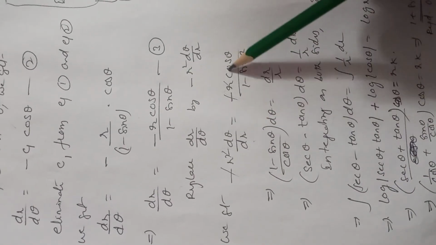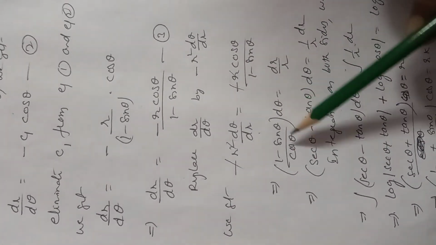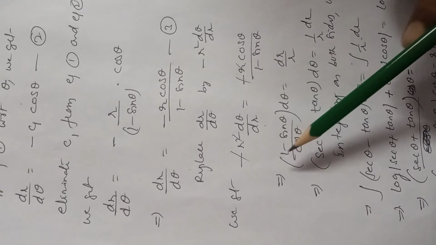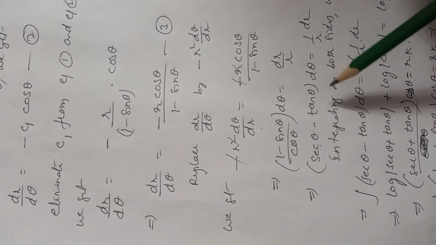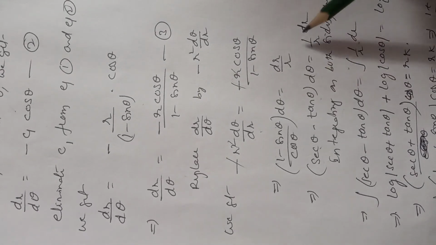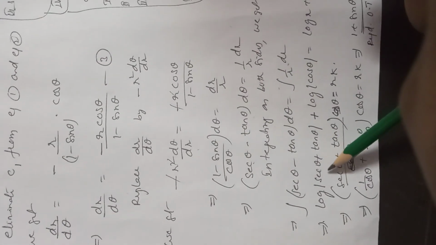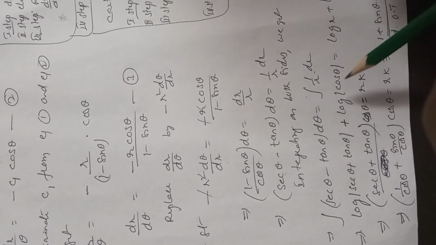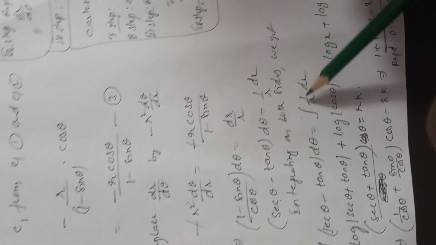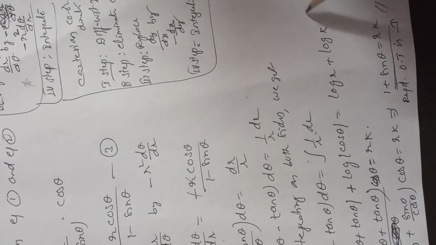Now dr by r is equal to d theta into 1 minus sin theta by cos theta. 1 minus sin theta and 1 by cos theta can be written as secant theta. Sin theta by cos theta can be written as tan theta. d theta is equal to 1 by r dr. Now integrating on both sides, integration of secant theta is log of secant theta plus tan theta. Integration of tan theta is log cos theta. Integration of 1 by r is log r. Some arbitrary constant log k.